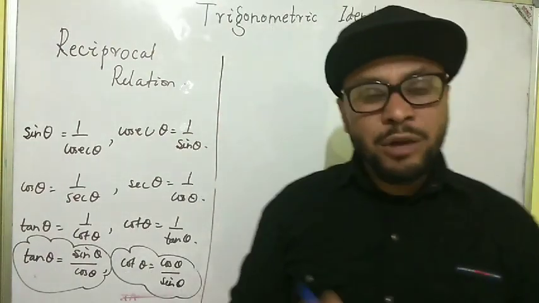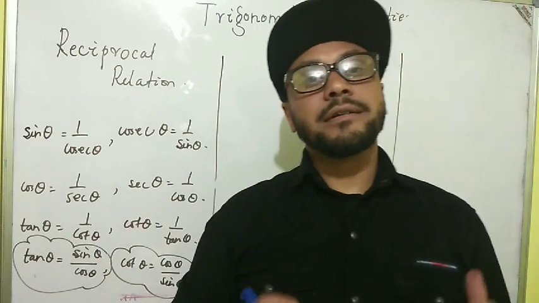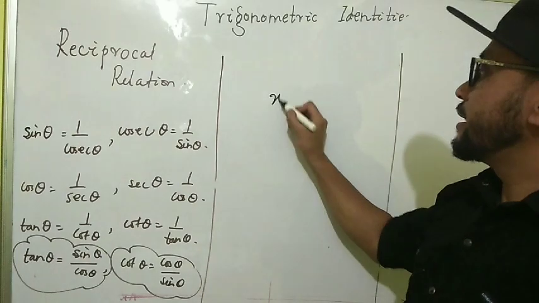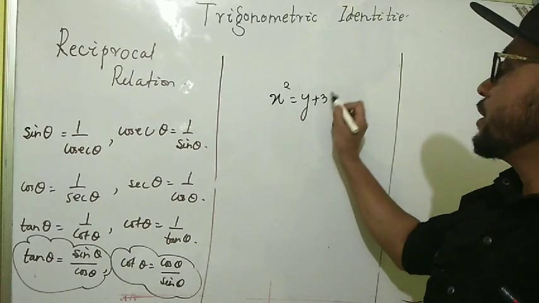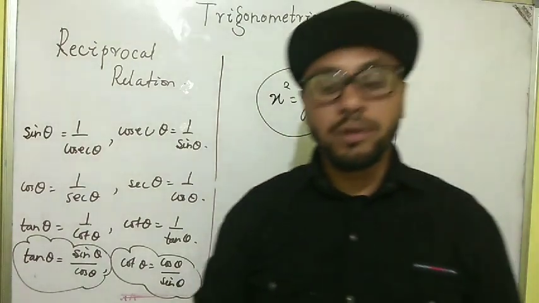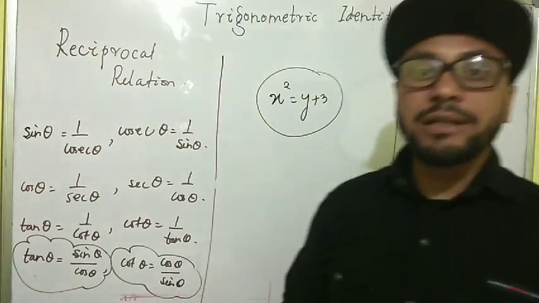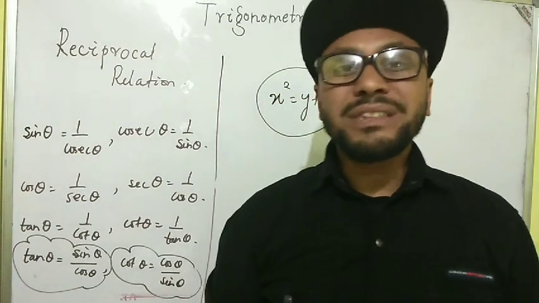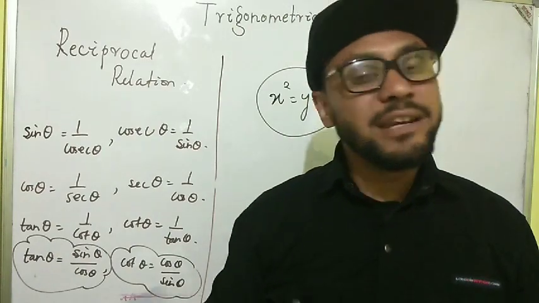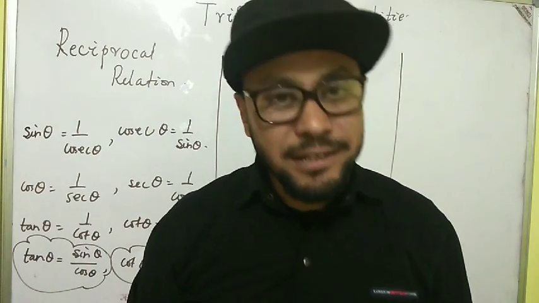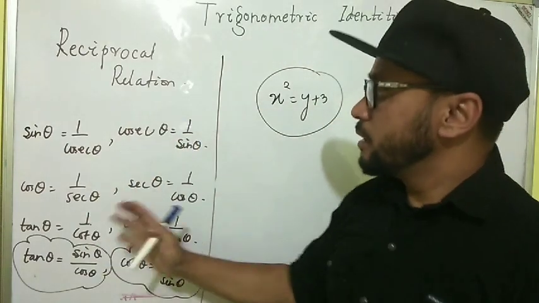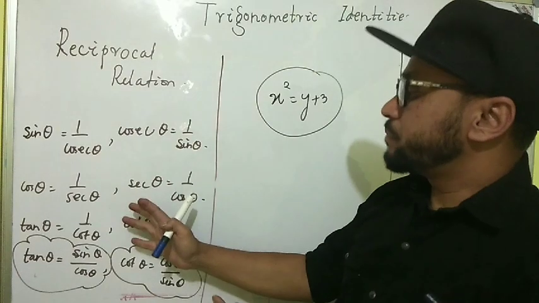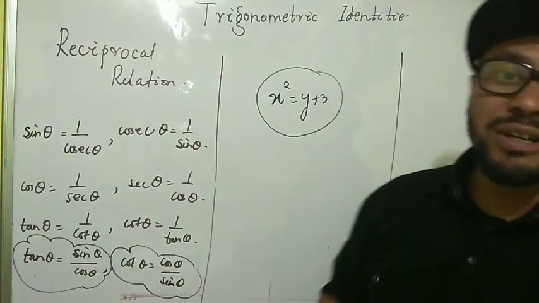Now, what are trigonometric identities? Like in algebra, any algebraic equation, for example, if I write x square is equal to y plus 3, is called an algebraic identity. Similarly, an equation with a trigonometric ratio of any angle is called a trigonometric identity. If you look at this, all of these are equations, so we can take all of this as trigonometric identities.